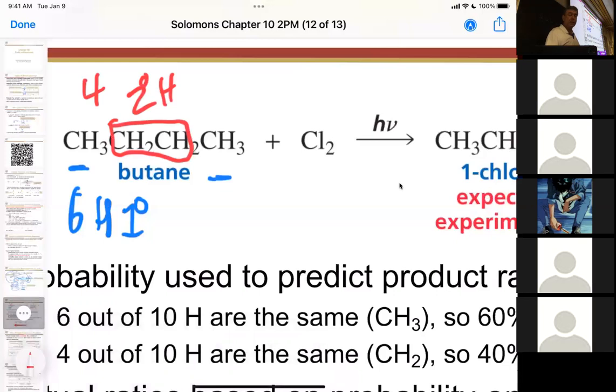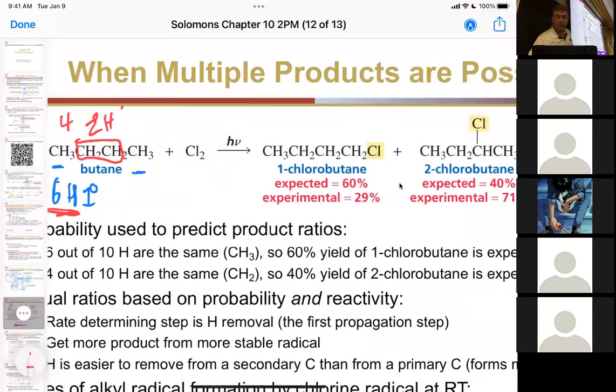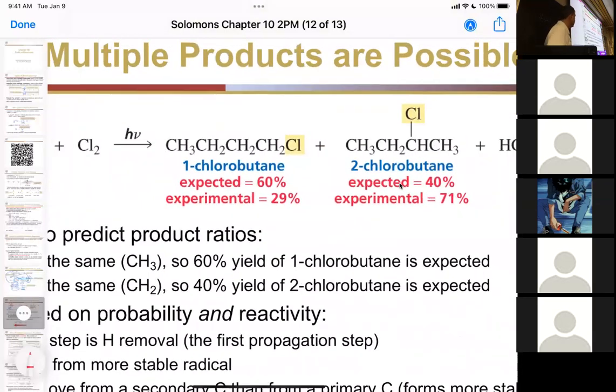So statistically, you should get more of the primary and less of the secondary because you have a total of 10 hydrogens. So if you reacted 10 of them, 60% should be the ones on the end because there's more of those hydrogens, and 40% should be the ones in the middle because there's less of them. So statistically we expected a 60-40 split, but we don't get that. We get a 29-71. Okay, something must be wrong here.